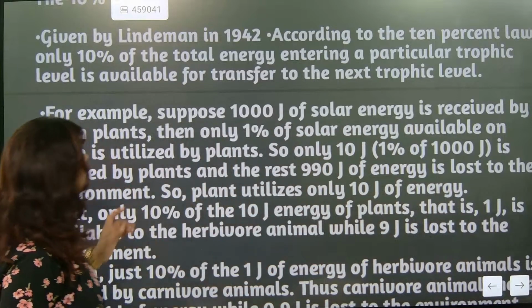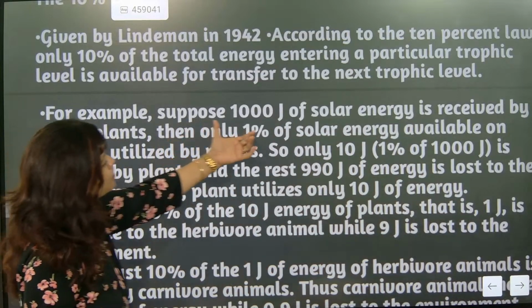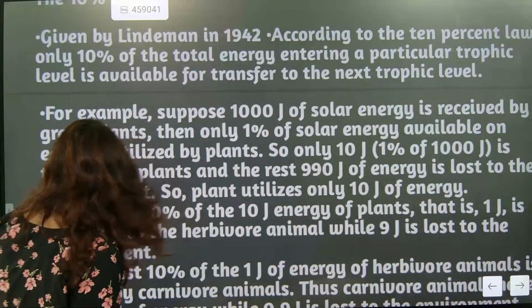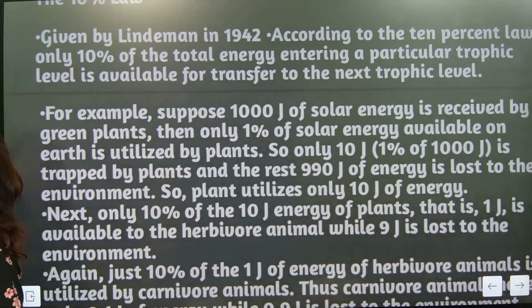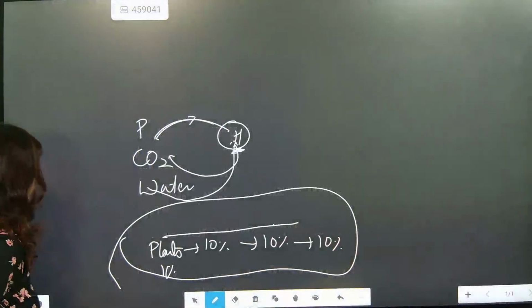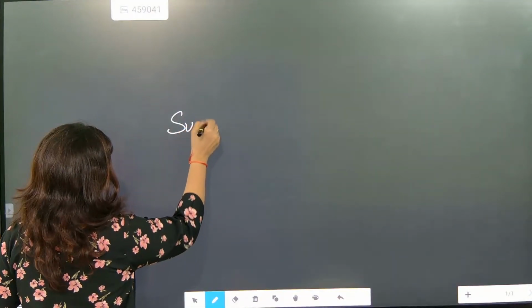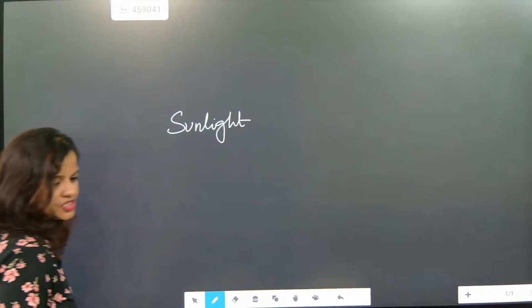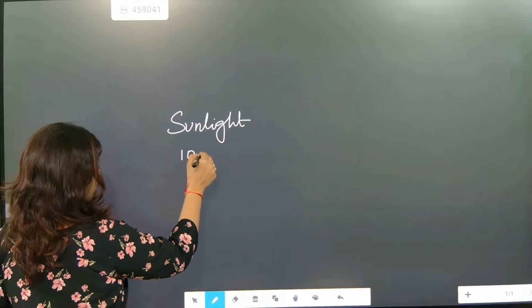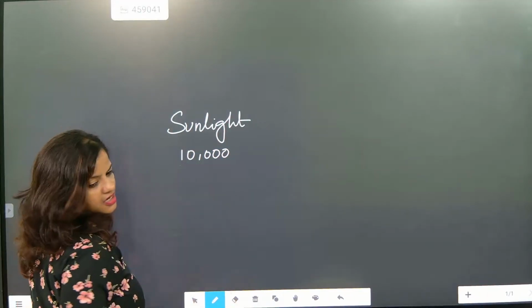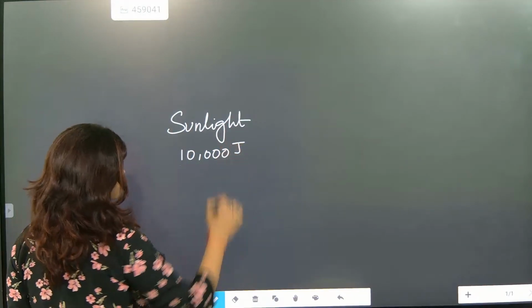But here, beta, one thing: solar energy is 1,000. But what is 1% of 1,000? Let's see the symmetry part. Sunlight energy is 10,000. Understood? Sunlight energy is 10,000 joule.